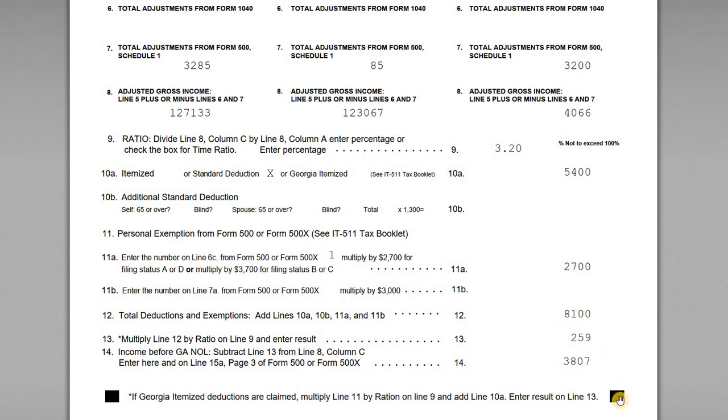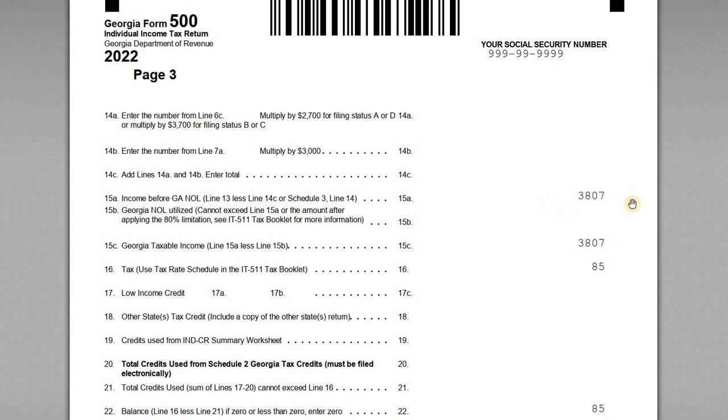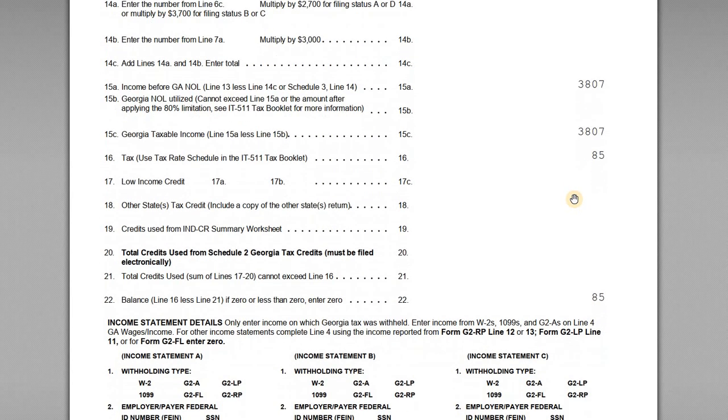So now that we've got the $3,807, we go back to the Form 500 and enter it on line 15A of page 3. So page 3 of the GA Form 500, line 15A, there's our $3,807. And so now we need to figure out, based on that Georgia taxable income amount, how much tax are we going to have to pay? This is where the tax tables come in.